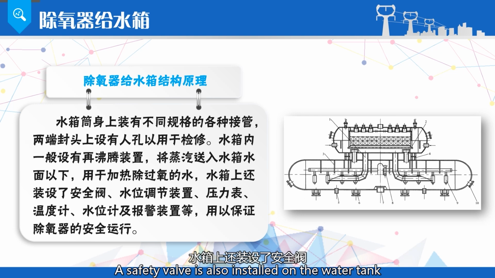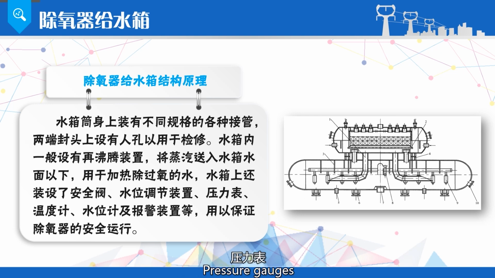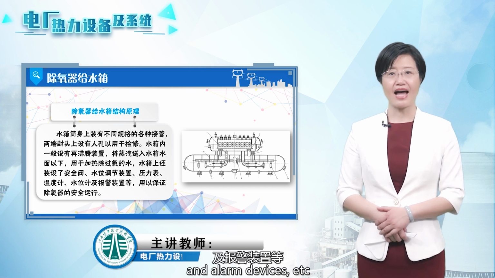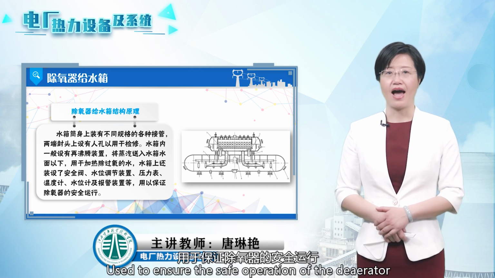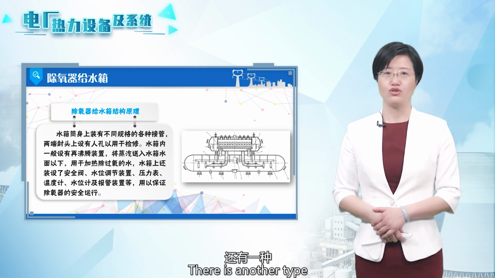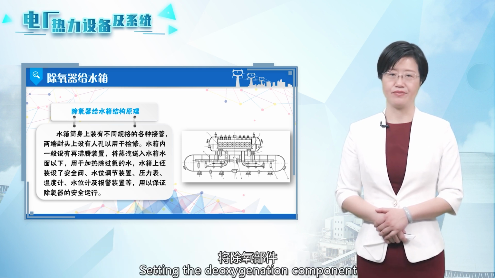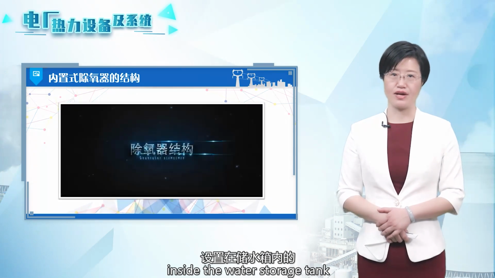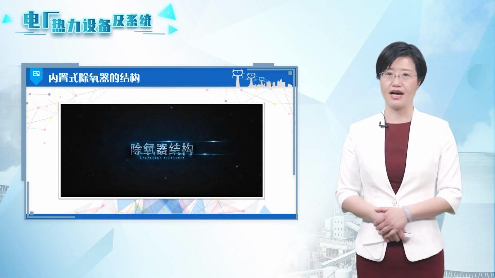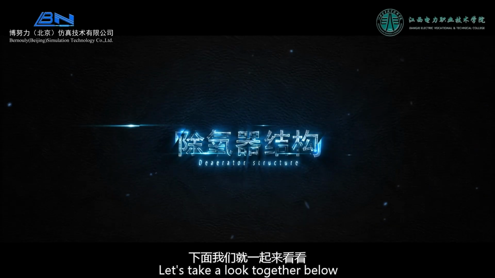A safety valve is also installed on the water tank, along with a water level regulating device, pressure gauges, thermometers, water level gauges, and alarm devices, etc., used to ensure the safe operation of the deaerator. In large units, there's another type, setting the deoxygenation component inside the water storage tank. The deaerator that cancels the deoxygenation head is also known as the built-in deaerator. Let's take a look together below.